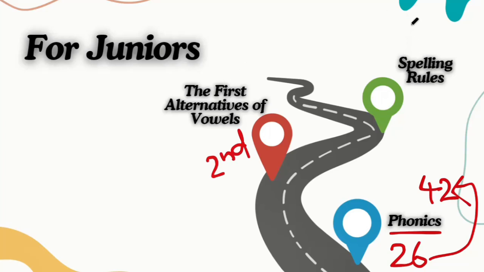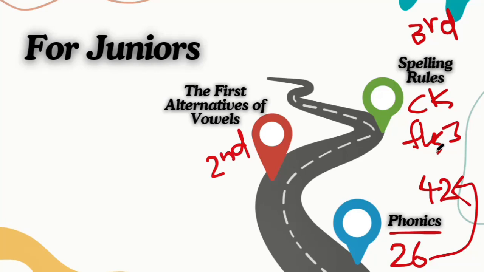And after this, the third step will be spelling rules like the CK rule and the floss rule. I will give a list of these to you as well. Okay, so don't worry, just stay calm. In the next slides, you will see what the sequence for spelling rules will be. But this is how you will proceed to spelling rules. Okay. Now this was for junior kids.